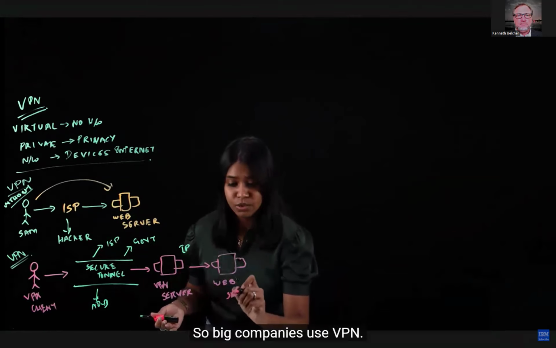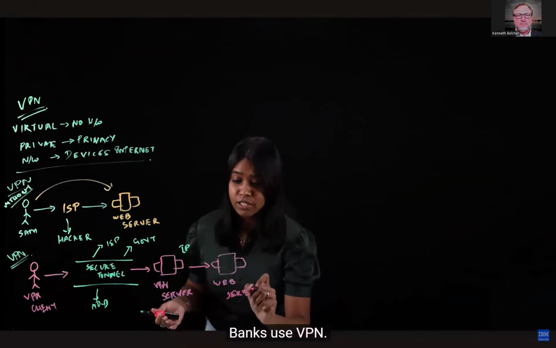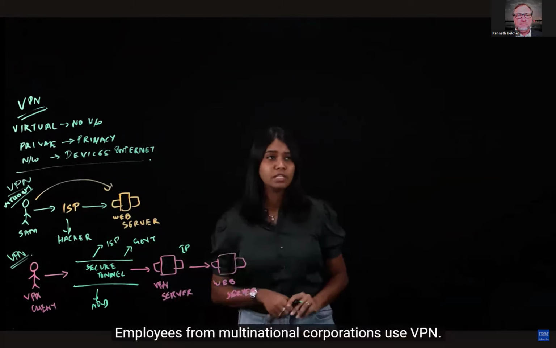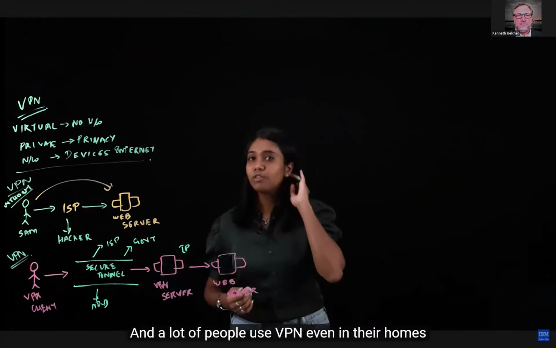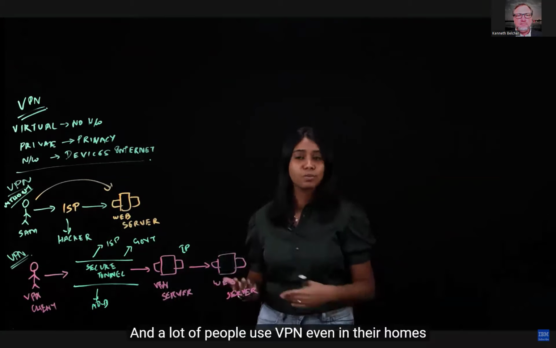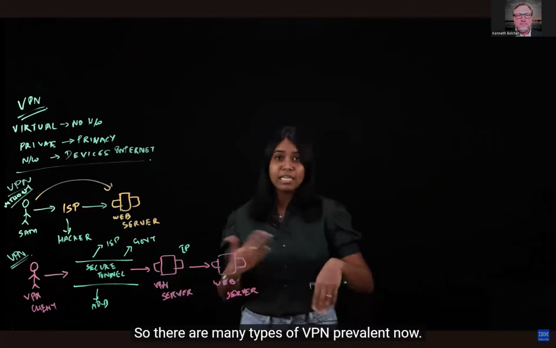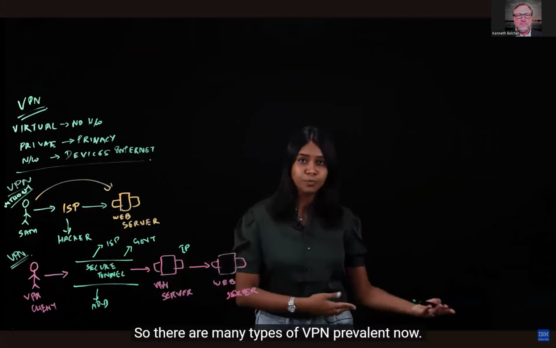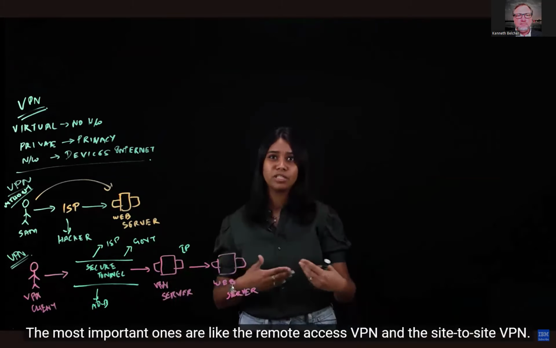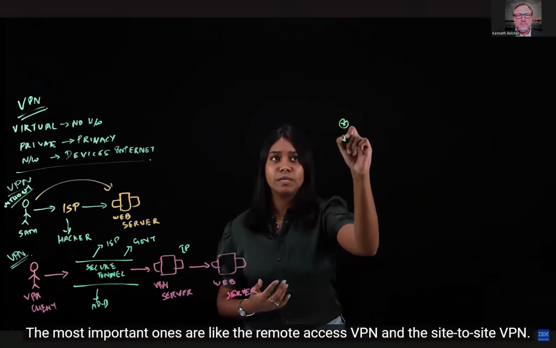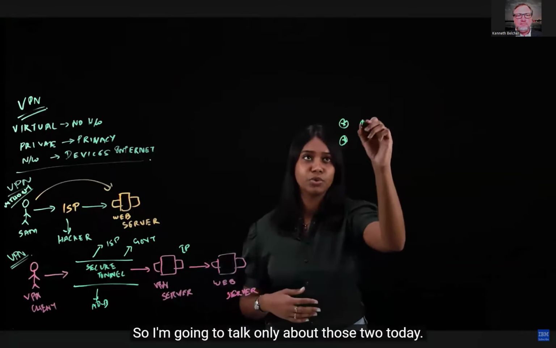Big companies use VPN, banks use VPN, employees from multinational corporations use VPN. So it's almost everywhere. And a lot of people use VPN even in their homes to protect their personal and private data. There are many types of VPN prevalent now. The most important ones are the remote access VPN and the site-to-site VPN. So I'm going to talk only about those two today.